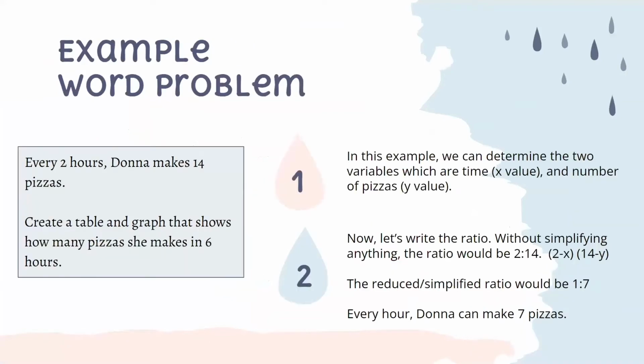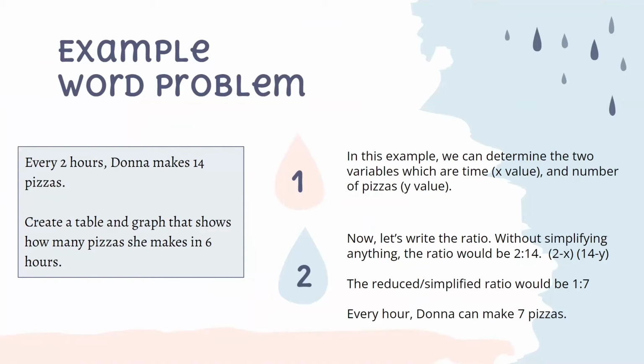Here's an example word problem. Every 2 hours, Donna makes 14 pizzas. Create a table and graph that shows how many pizzas she makes in 6 hours. The first step is to determine the two variables, which are time, the x value, and number of pizzas, the y value.